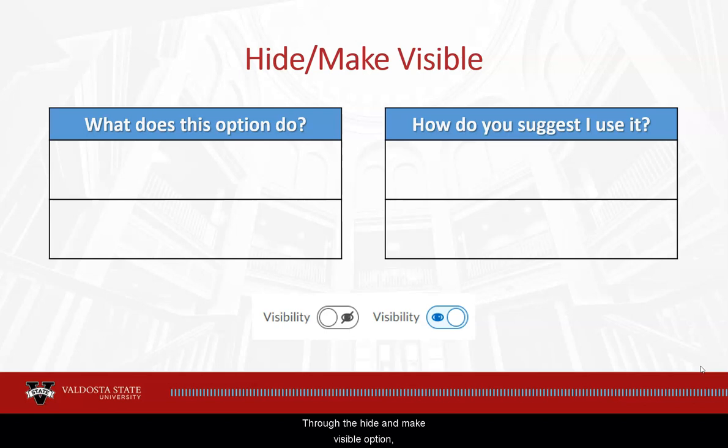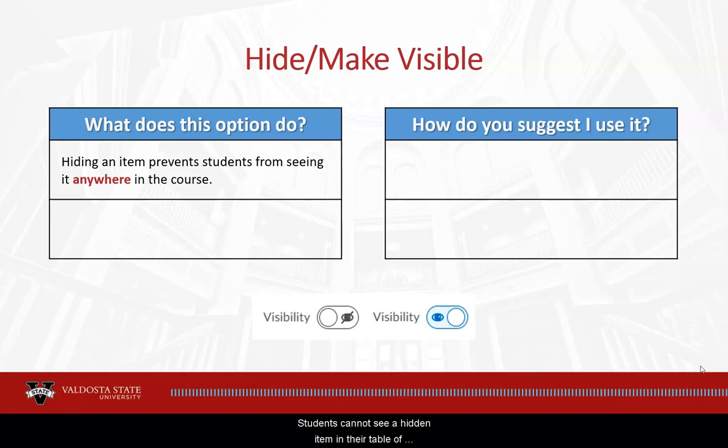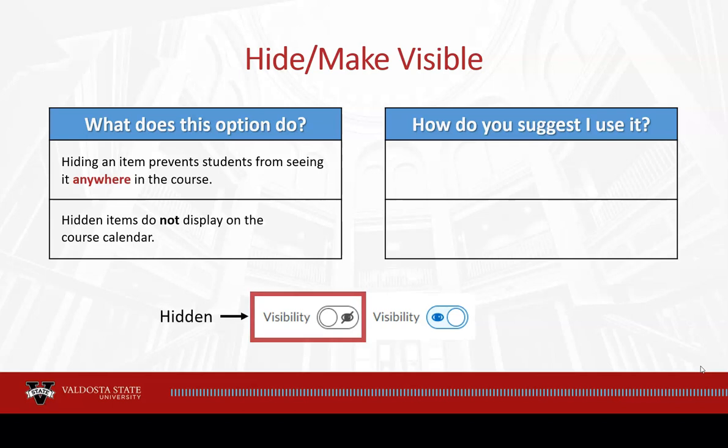Through the Hide and Make Visible option, you can control which course items students see. Hiding an item prevents students from seeing it anywhere in the course. Students cannot see a hidden item in their table of contents, assignment or quiz list, or discussion list. Hidden items also do not display on the course calendar. If an item is hidden, you will see this icon, an eye with a line through it.